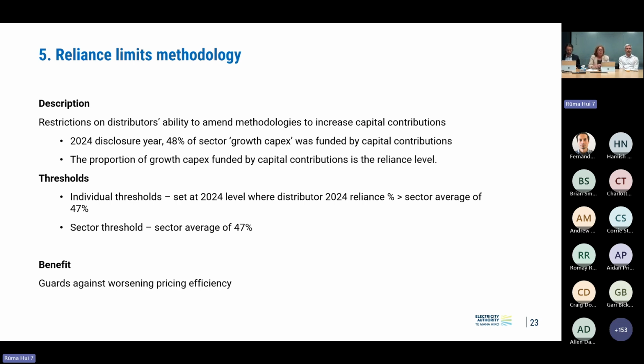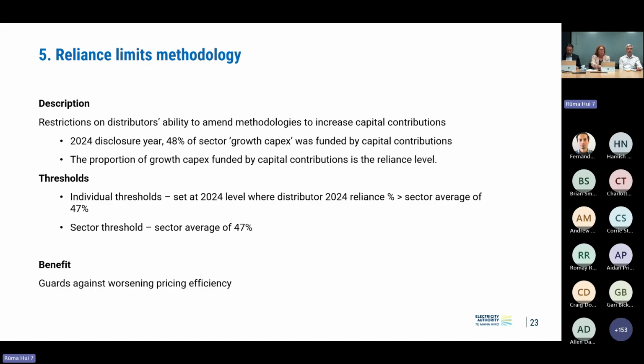We expect the fast-track pricing methodologies proposed will improve connection pricing efficiency. However, the fast-track measures so far do not prevent distributors from increasing connection charges. We expect the drivers that contributed to the trend of increasing connection charges will continue in the foreseeable future. We therefore want to mitigate the risk that distributors inefficiently increase connection charges. To safeguard against further increase where connection charges are already high, we are proposing a reliance limit methodology.